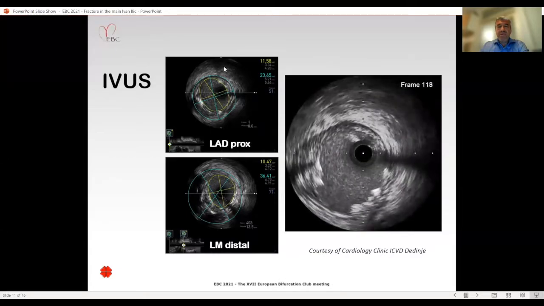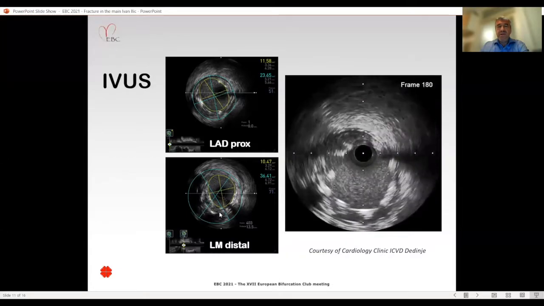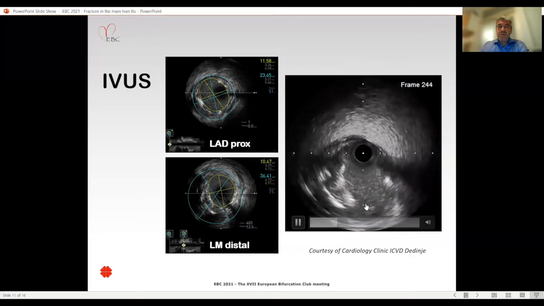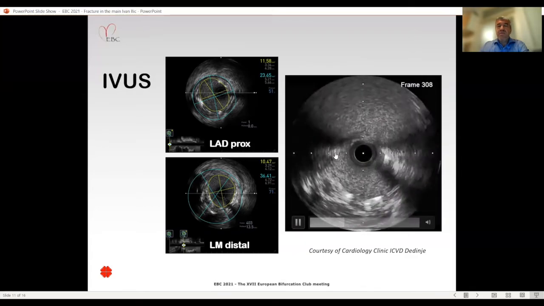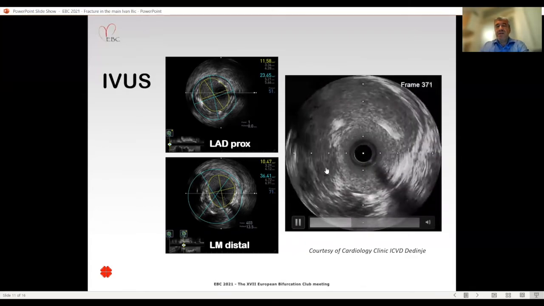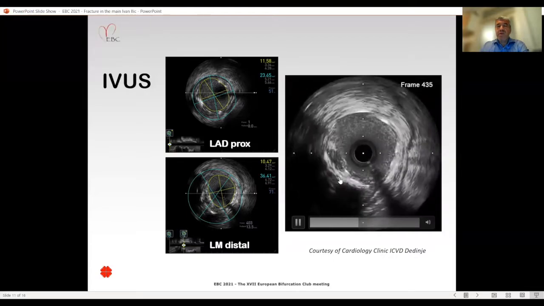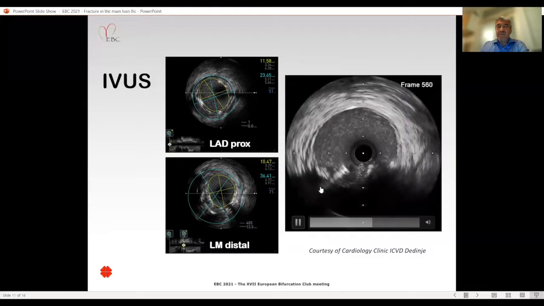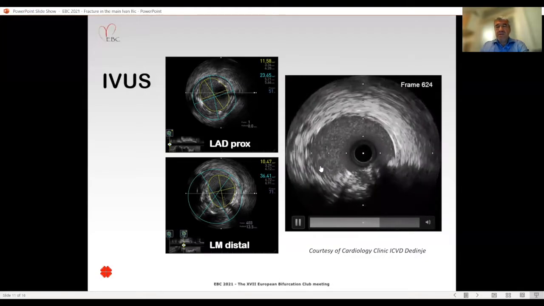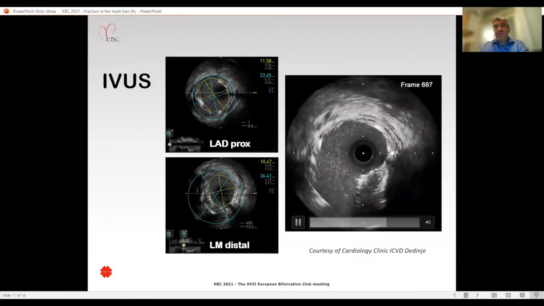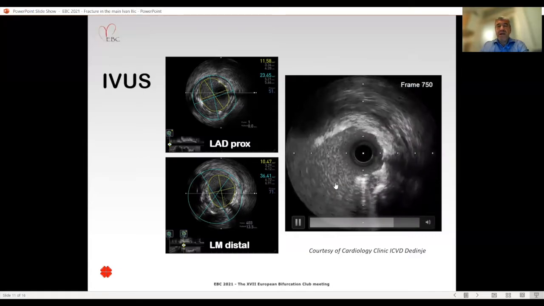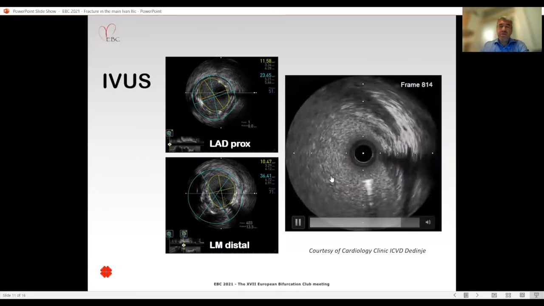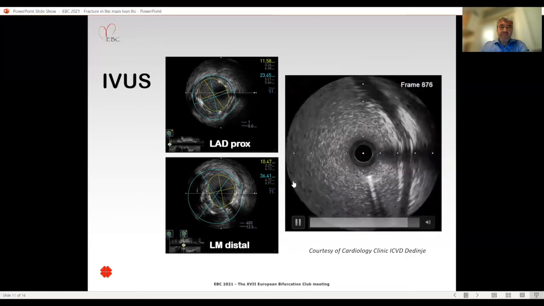Despite relatively preserved lumen and diameters, there was a gross malapposition and incomplete expansion of the stent in the LAD and also in the left main. But you can also notice a very calcified lesion that takes up to 180 degrees of circumference and an incomplete apposition of the stent in the left main.